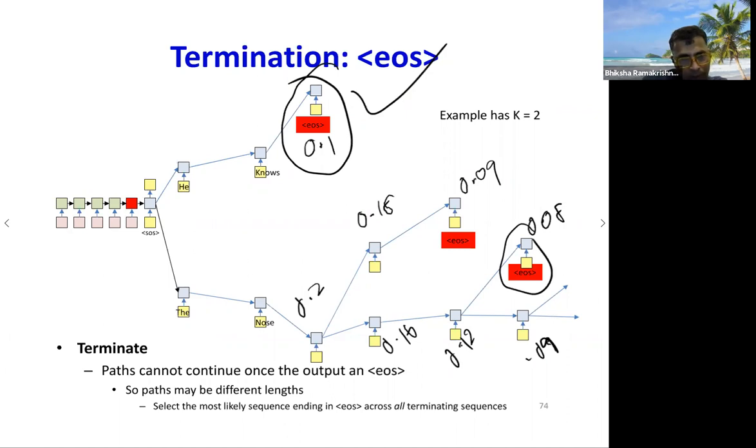overall output. So let me have the next poll. Okay, 10 seconds, guys.